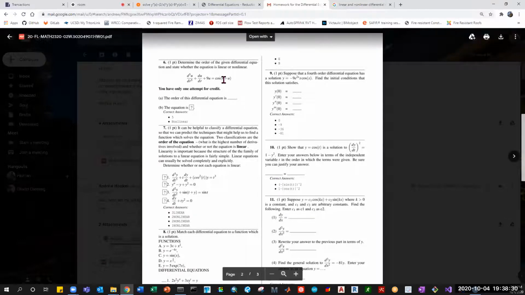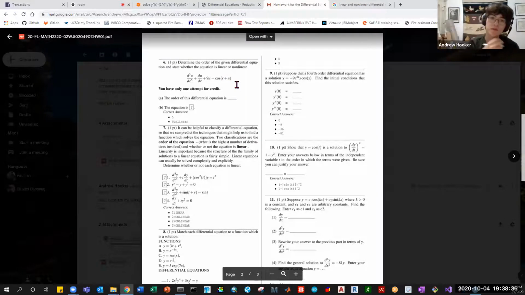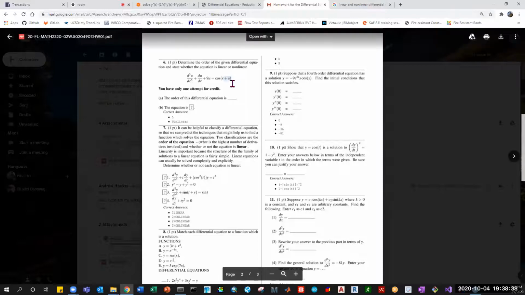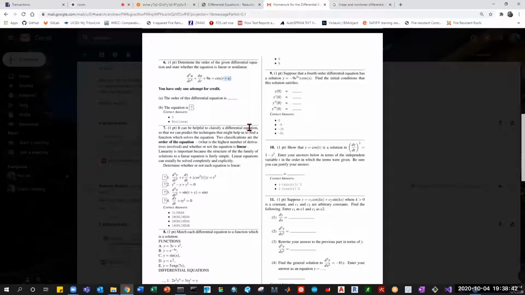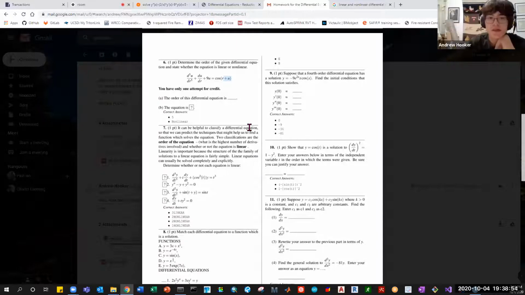Oh yeah, this thing right here is also one. Besides the x plus y, this thing right here, you know how the u is inside the cosine. If the u is inside a cosine, not only is it raised to something that's not one, but there's a function acting on it. So that means it's nonlinear as well. Okay, yeah.